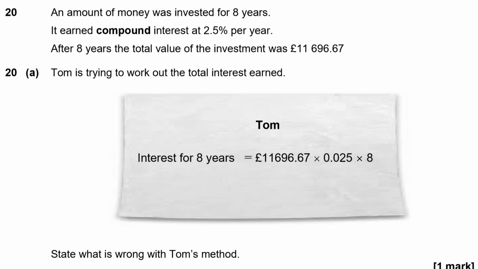Question 20. An amount of money was invested for 8 years. It earned compound interest at 2.5% per year. After 8 years, the total value of the investment was £11,696.67. Tom is trying to work out the total interest earned, and he's written this down. Interest for 8 years equals the amount of money times 0.025 times 8. And we need to state what's wrong with this.